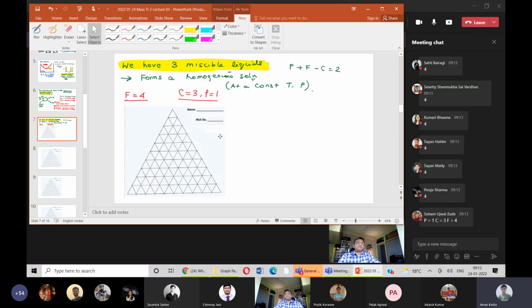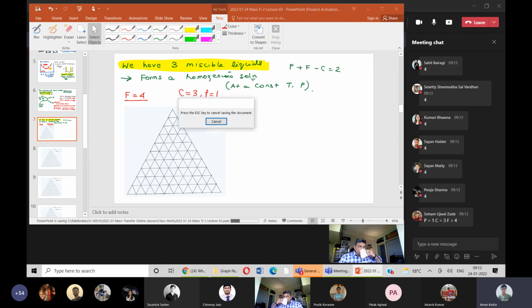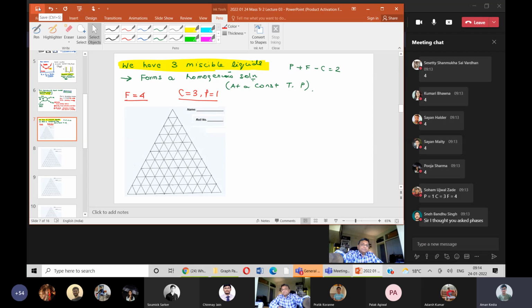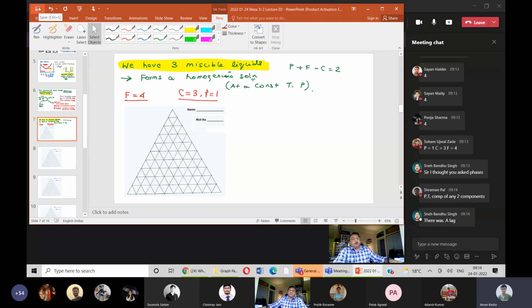So what are these 4 degrees of freedom? Yes. So, what are these 4 degrees of freedom? P, T, and composition of any 2 components.